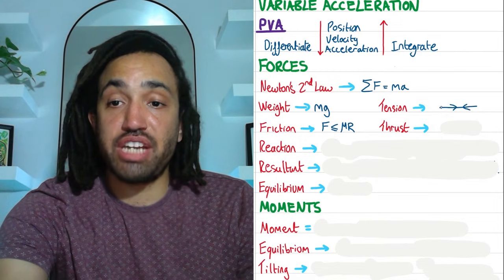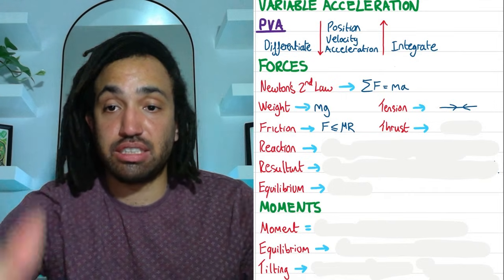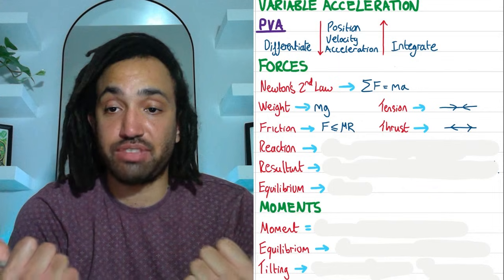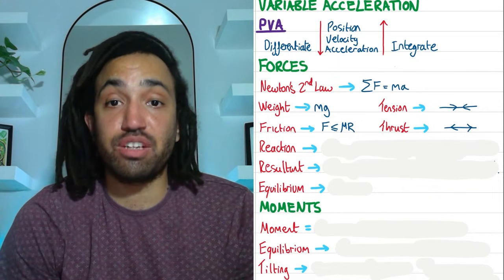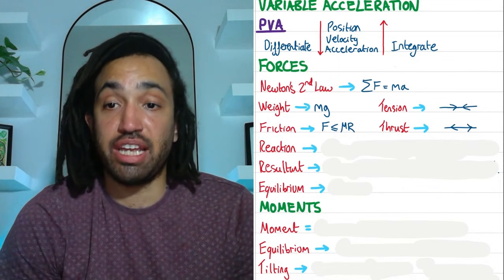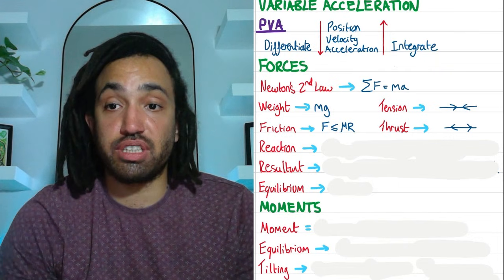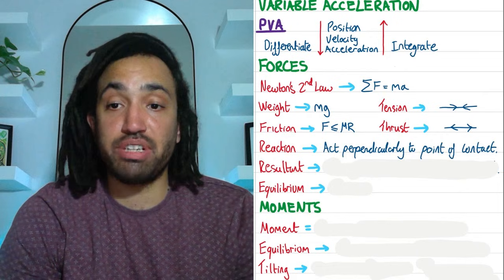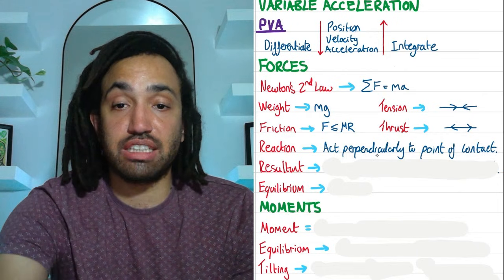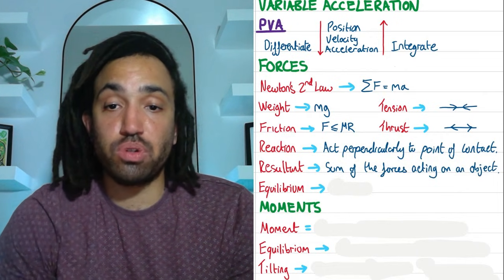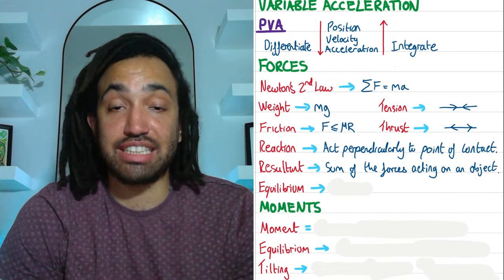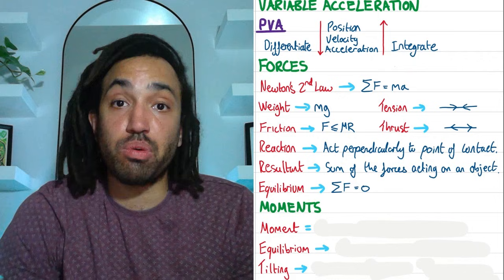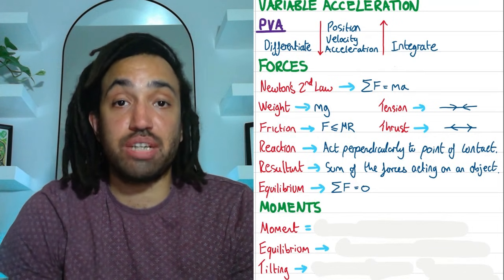Okay, tension, you draw your arrows in like that, and thrust, you draw them like that, or essentially thrust is like negative tension. So if you ever get a negative value for your tension, it just means that the object is in thrust rather than tension. Reactional forces act perpendicularly to the point of contact. Resultant force is the sum of the forces acting on an object. And a system is in equilibrium if the sum of the forces is equal to 0.